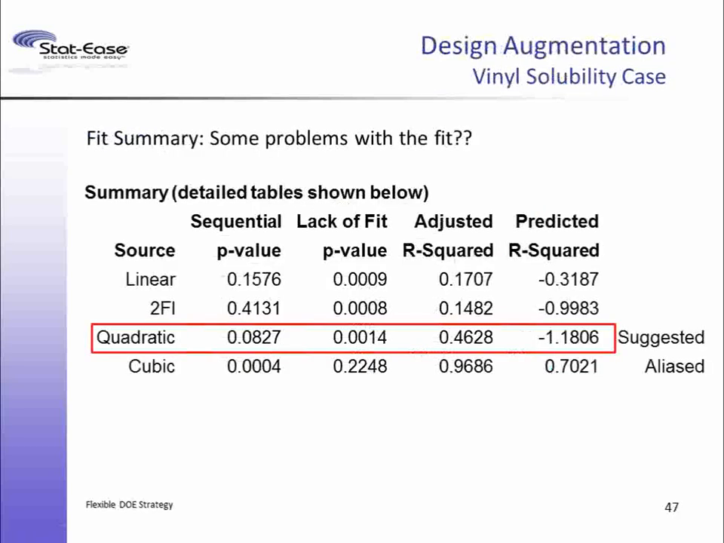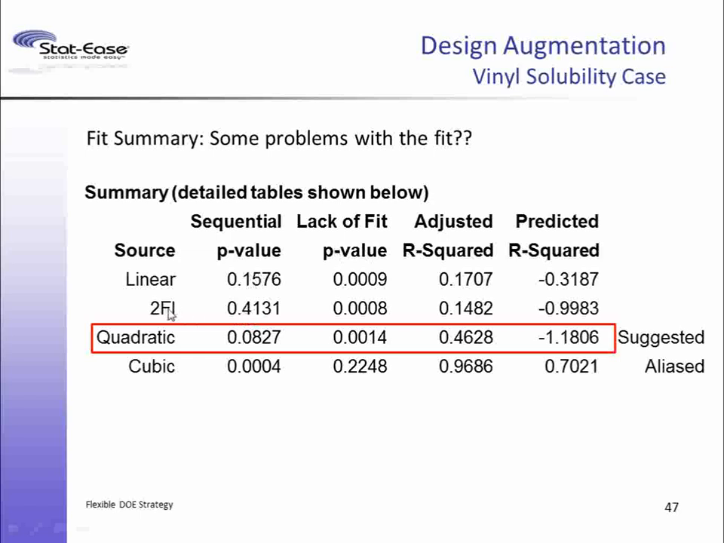When we do the analysis, we get a fit summary that looks like this. Looking at the linear model first, we can see that the p-value is not significant, and the lack of fit is highly significant. In addition, your R-squared values are extremely poor. Negative predicted R-squared means that you could simply use the overall mean of all the data, the average of all the data, to predict the entire design space, and that prediction would be more accurate for the design space than the linear model. That means it's a very, very poor model, and we wouldn't want to use any model that has a negative predicted R-squared.